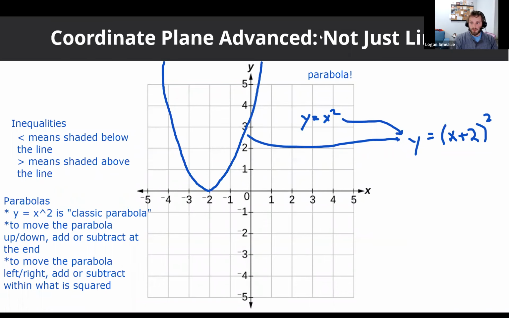So you take the amount you want to change it. We wanted to move it to the left by 2, and you put it inside of the squared term. Now it feels a little counterintuitive, right? I moved to the left, but I added 2. Well, trust me on this. Just try it out for a second. Try plugging in -2 for x. What's going to happen?